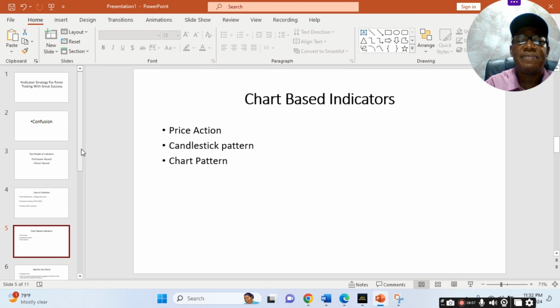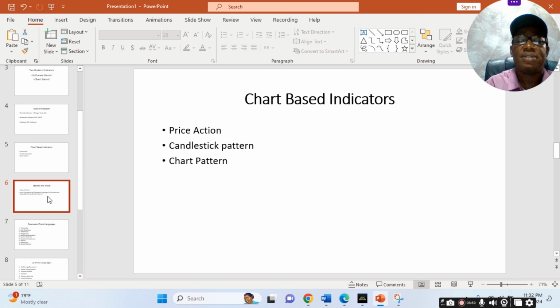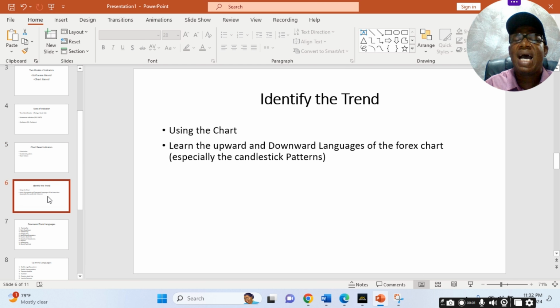Now, this is about the chart-based indicators. Now, how do you identify the trend? Let me tell you. You may ask me, what are my indicators? The chart-based ones are my indicators. I don't use software-based ones at all.